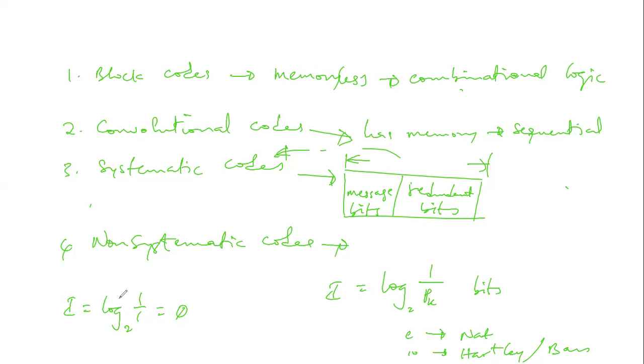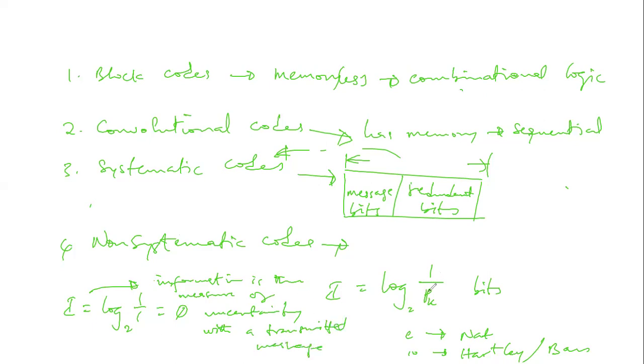So you now see that information is the measure of uncertainty with a transmitted message. So the more uncertain, the more the information. If the degree of uncertainty is 0, then it means that the probability of occurrence is certain, it is 1. So there's no information passed.